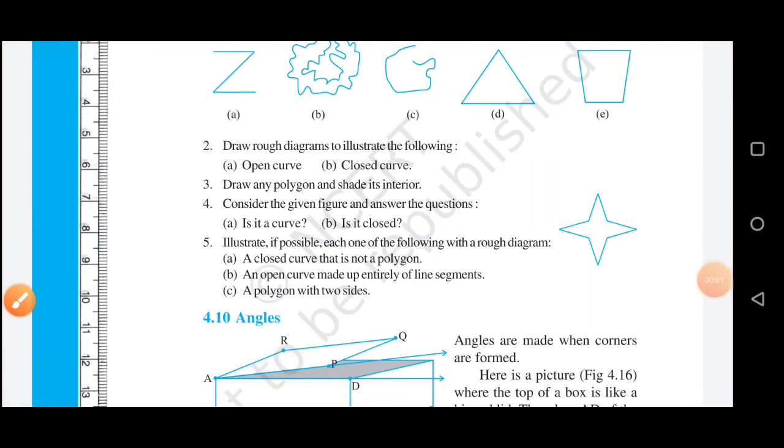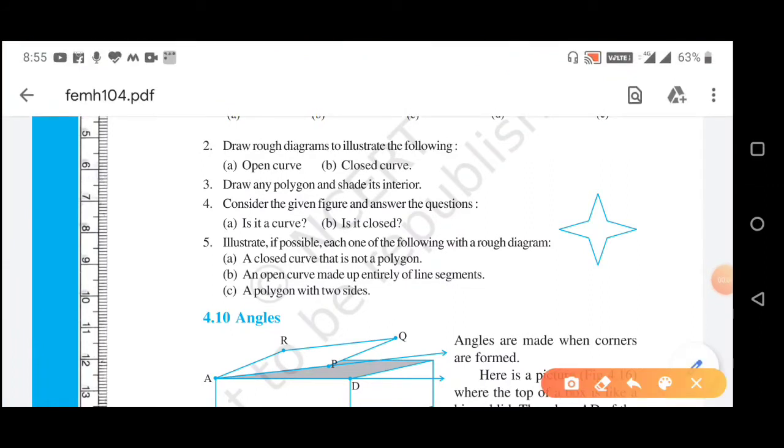Question number 5 is, illustrate if possible each one of the following with rough diagram. Question A, a closed curve that is not polygon. Whenever it is not a polygon, then you can include curved lines. Polygon is made up of only line segments, not curved lines. Polygons will have only line segments. So a closed curve that is not polygon, we can draw like this.